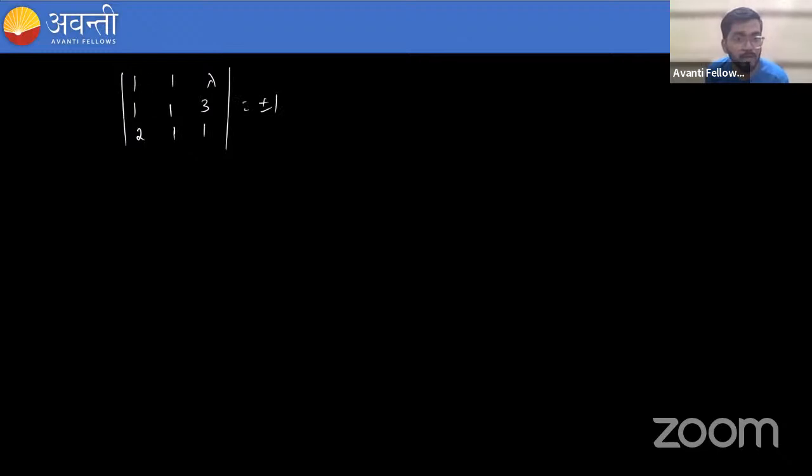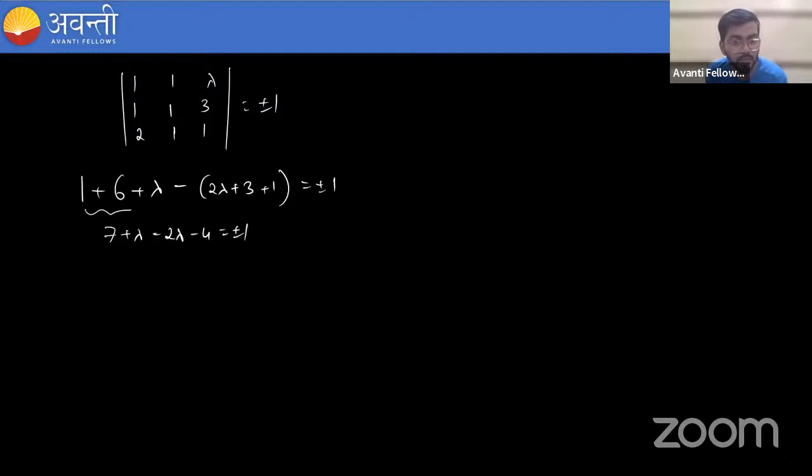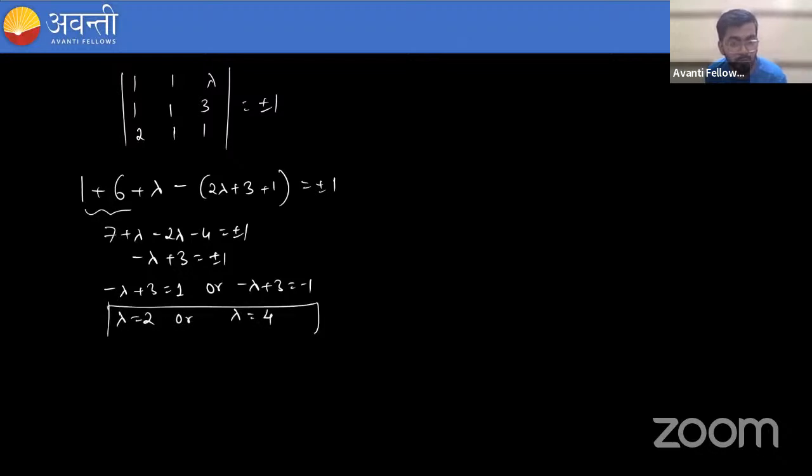So the determinant value will be 1 plus 1 3 2 6 plus lambda minus 2 lambda plus 3 plus 1 equals plus minus 1. So this will come out to be 6 plus 1, 7 plus lambda minus 2 lambda minus 4 equals plus minus 1. So minus lambda plus 3 equals plus minus 1. So minus lambda plus 3 can be equal to 1, or minus lambda plus 3 can be equal to minus 1. So when this is happening, lambda value comes out to be 2, or lambda value will come out to be 4. So lambda value can be 2 or 4.